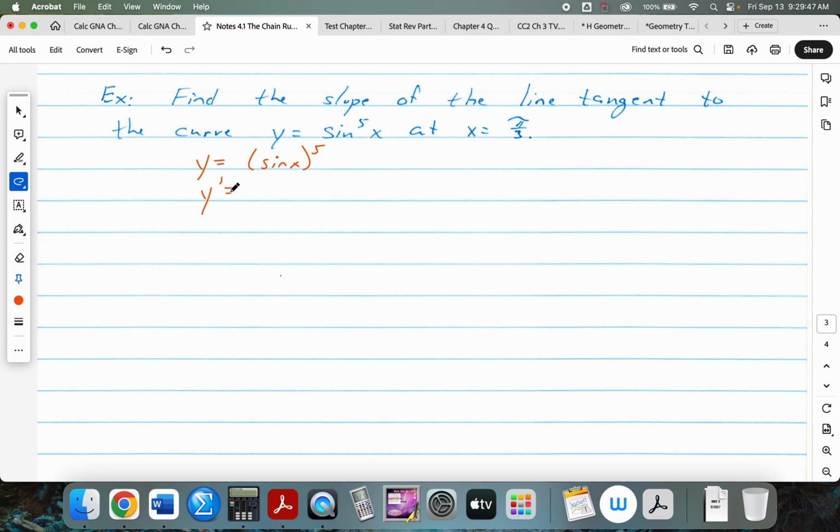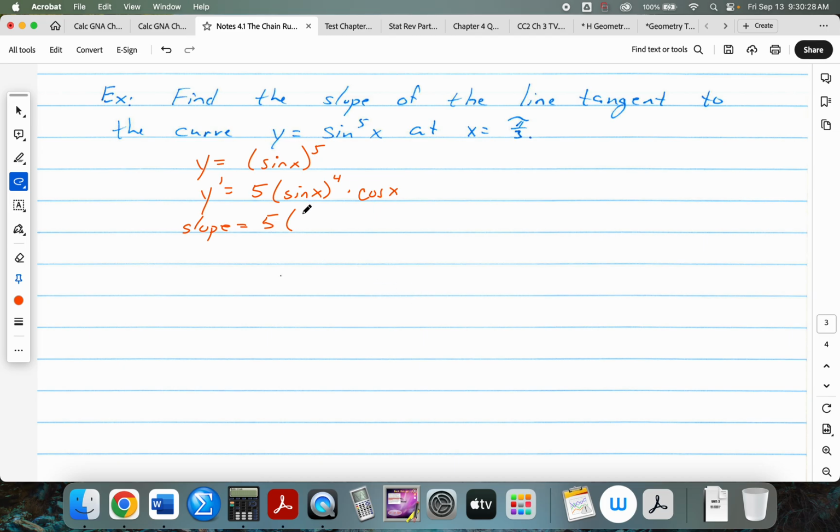Y prime then, we'll start with the outside part, which is the power function. So we'll use the power rule. That'll be 5 times the sine of x raised to the fourth, times the derivative of the inside part, which is cosine of x. So then the slope, we simply need to evaluate this. That'll be 5 times sine at pi over 3. Square root of 3 over 2.